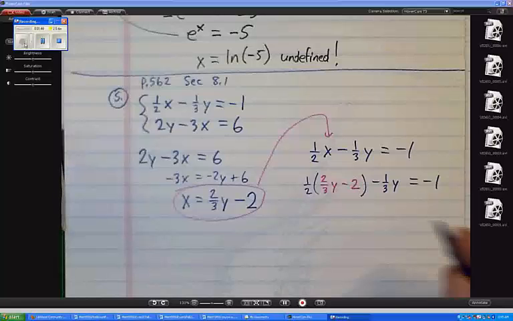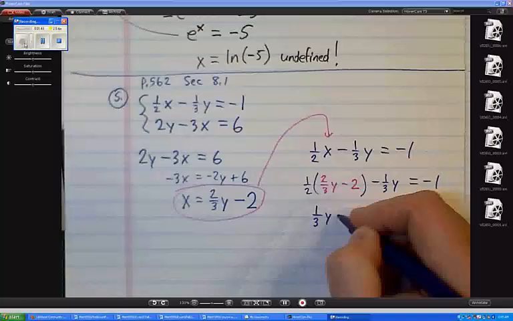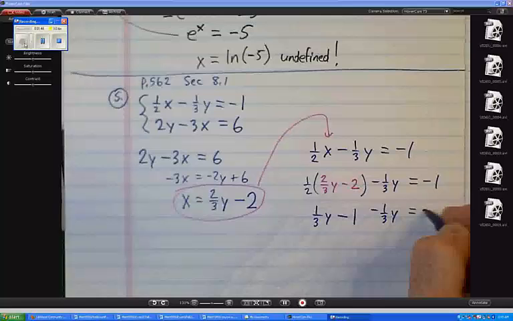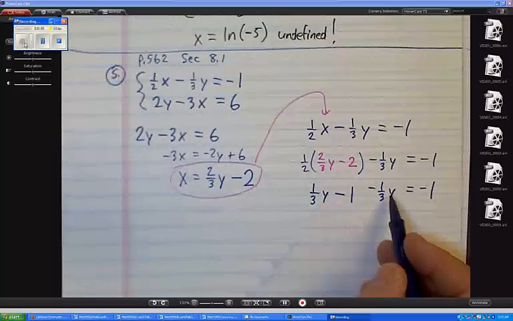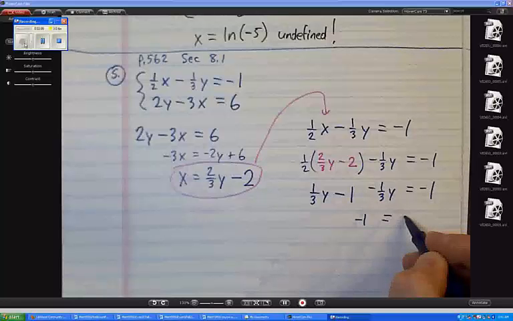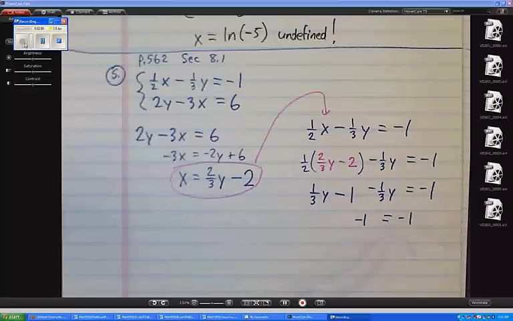So I get 1/3 y minus 1 minus 1/3 y equals -1. Oh, now I see what you're talking about. Because you get 1/3 y minus 1/3 y, that's 0. So you just get -1 equals -1. Right? And now what? Well, this is where you get stuck, okay?